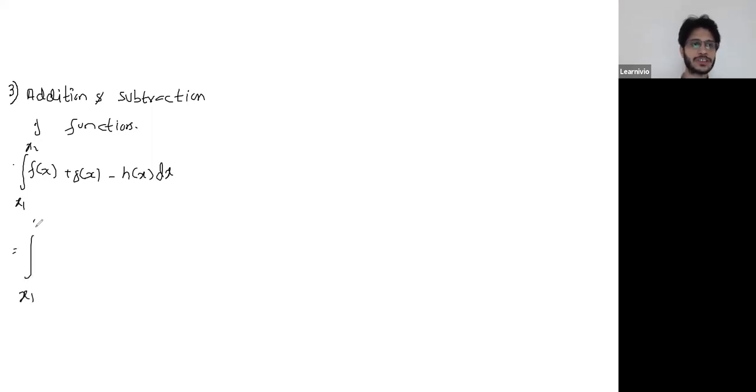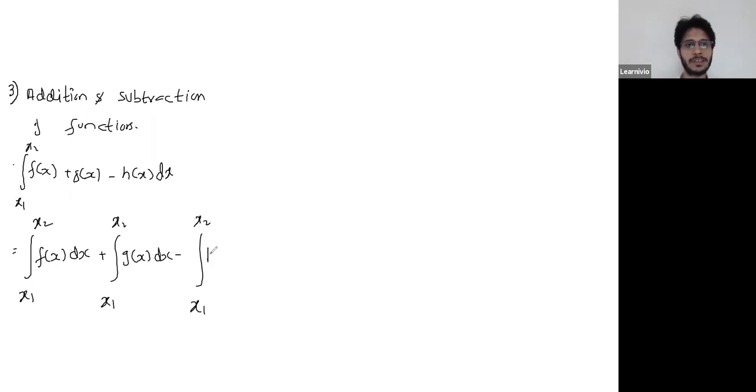So this is x1 to x2, it's fx dx plus x1 to x2, it's gx dx minus x1 to x2, it's hx dx. Solve each integral separately and then simply combine.